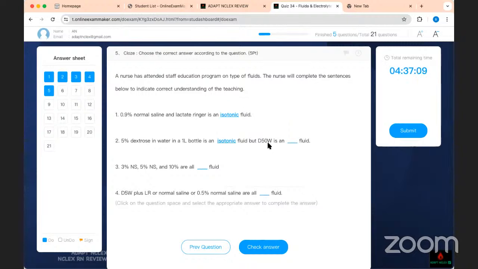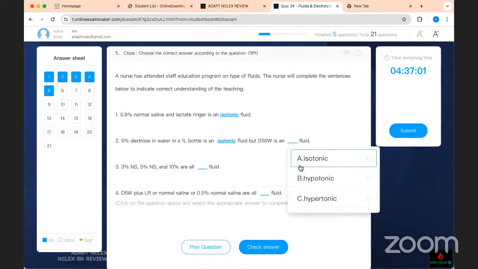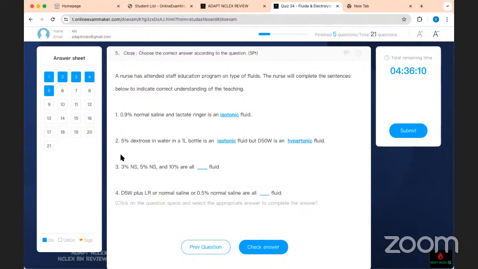How about D50W? It's not 5%, but 50% dextrose in water. What is it? Is it hypotonic, isotonic, or hypertonic? Think about it. If 5% is isotonic, now you have 10 times that. You don't have to memorize it and multiply. So that has to be hypertonic, right?